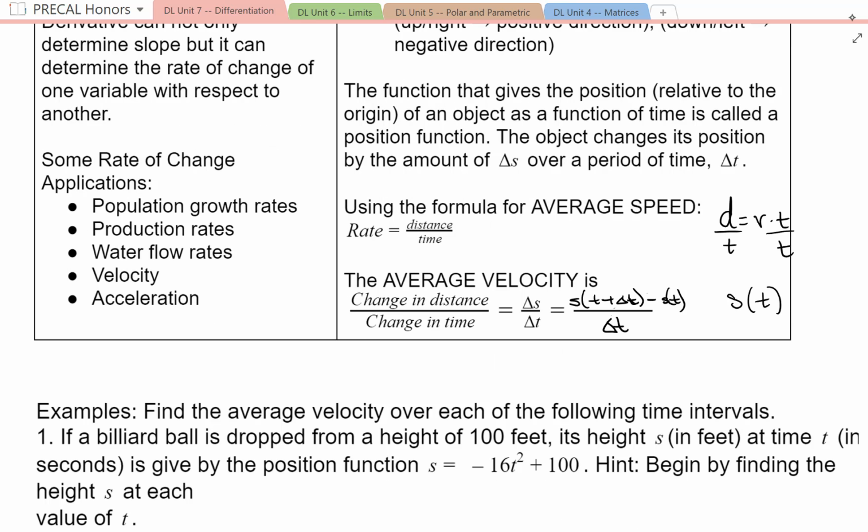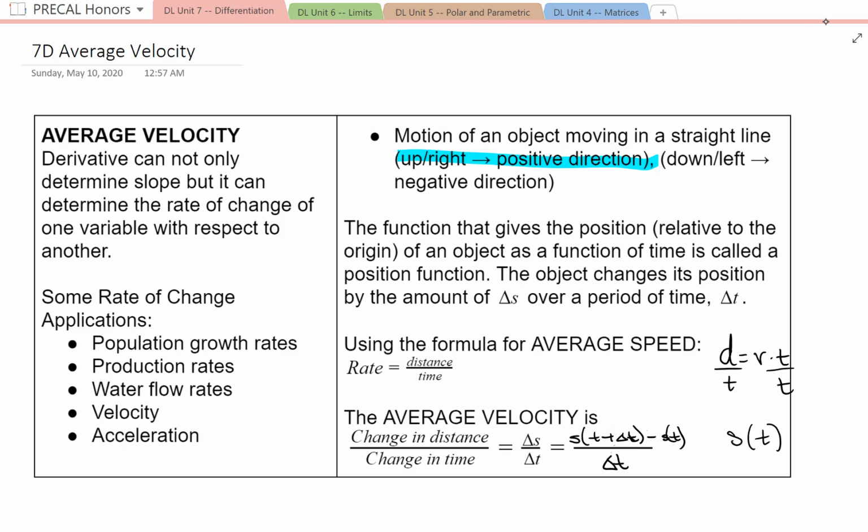If your average velocity turns out to be negative, that doesn't mean that you're going negative 10 miles per hour. That doesn't even make sense. That signifies the direction. And that's why this is important to give us more information about the problem.